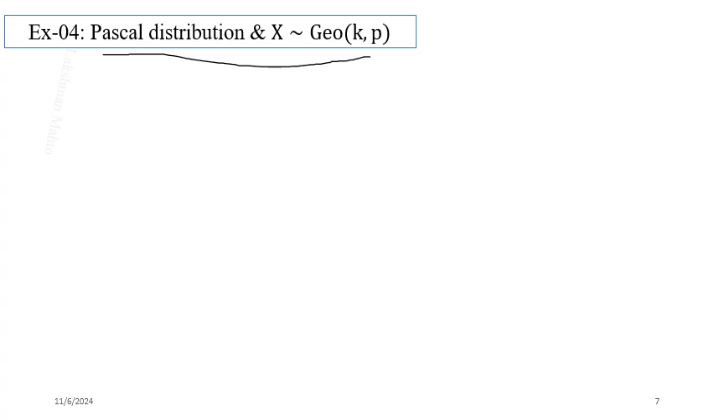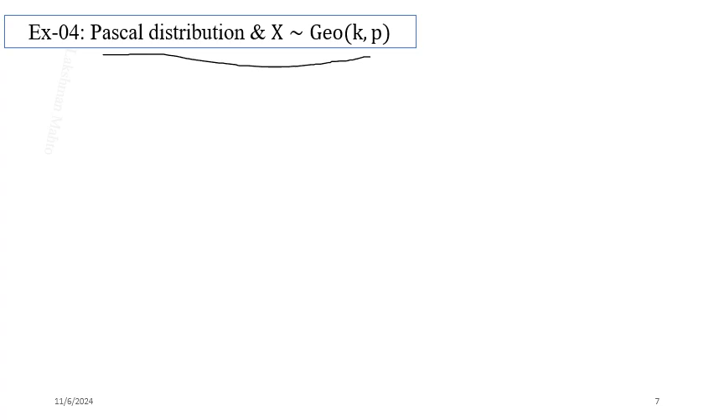Again, we are dealing with Bernoulli trials, and we are performing Bernoulli trials till the kth success, not the first success. That means we have to keep on tossing a coin till we get 10 heads, if k equals 10. Or someone says k is equal to 5. We have to keep on tossing till we get the first k heads. Once we get k heads, we will stop.